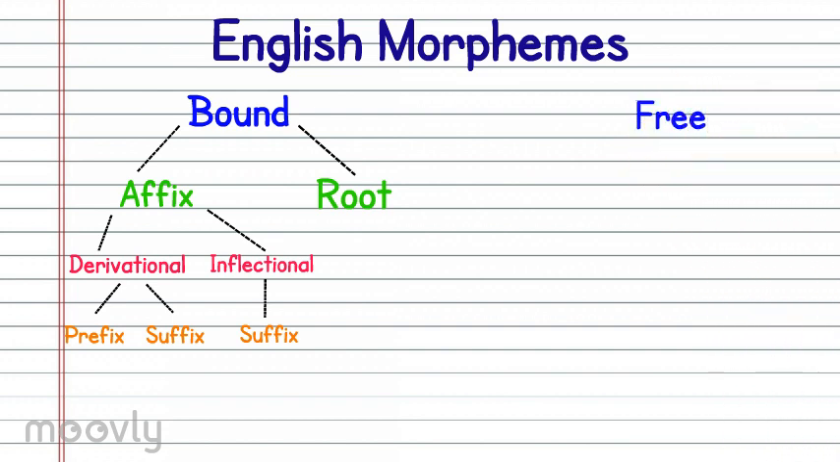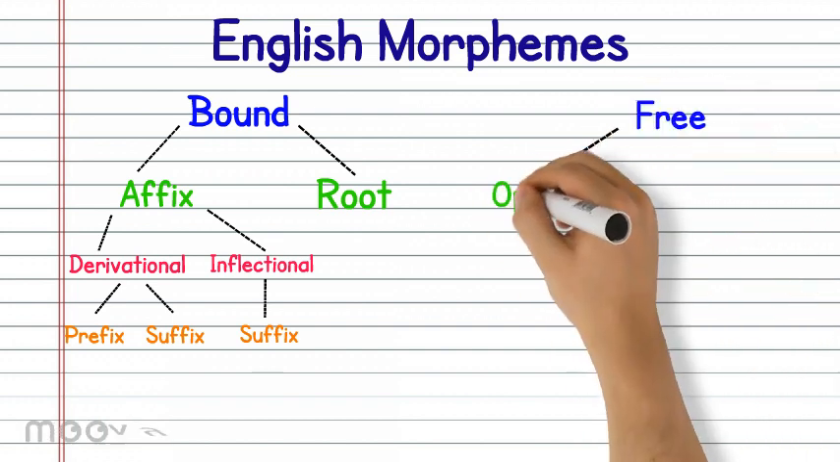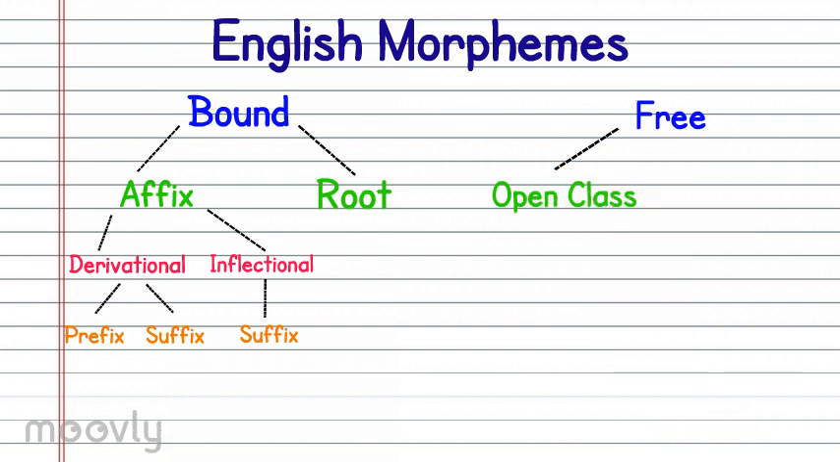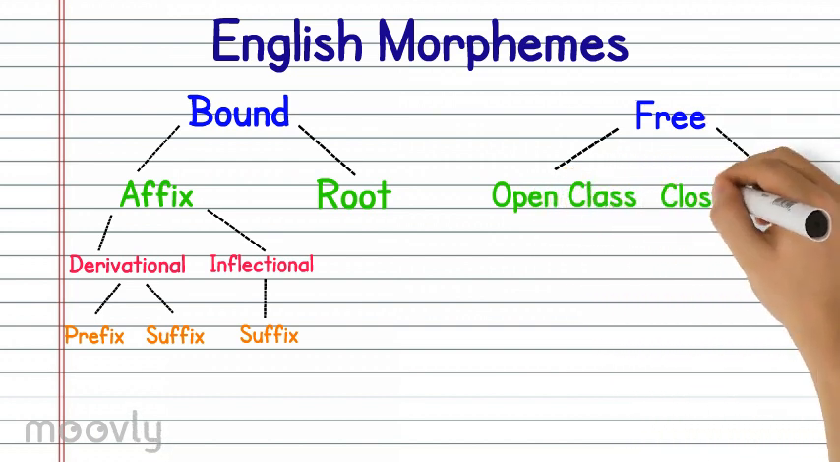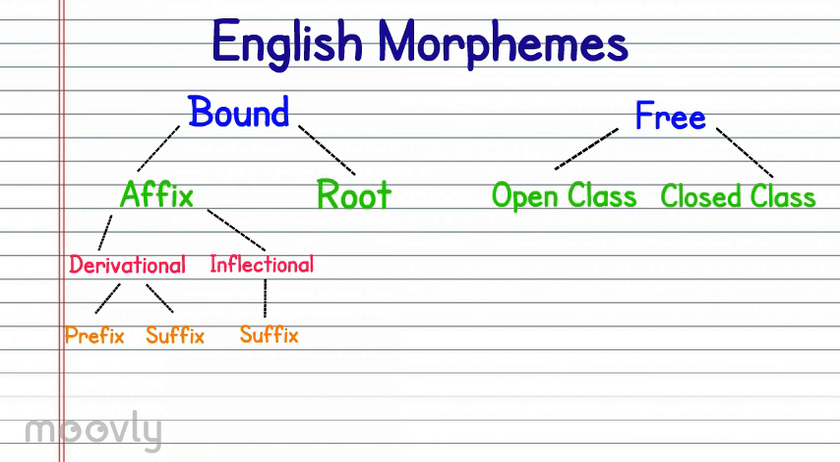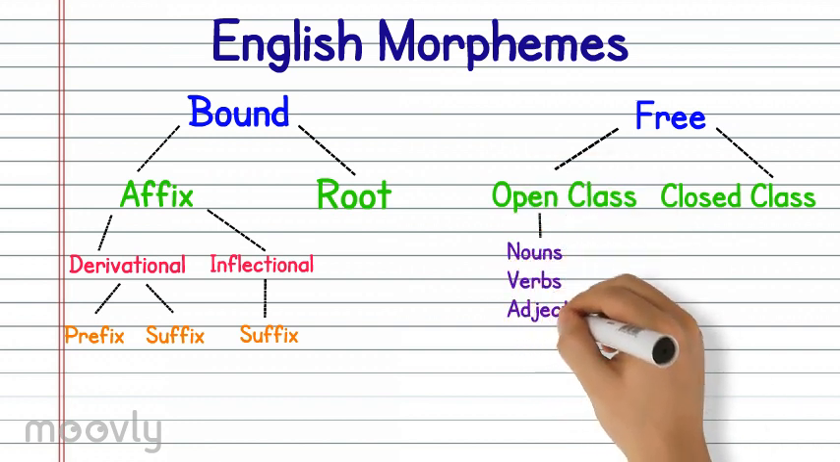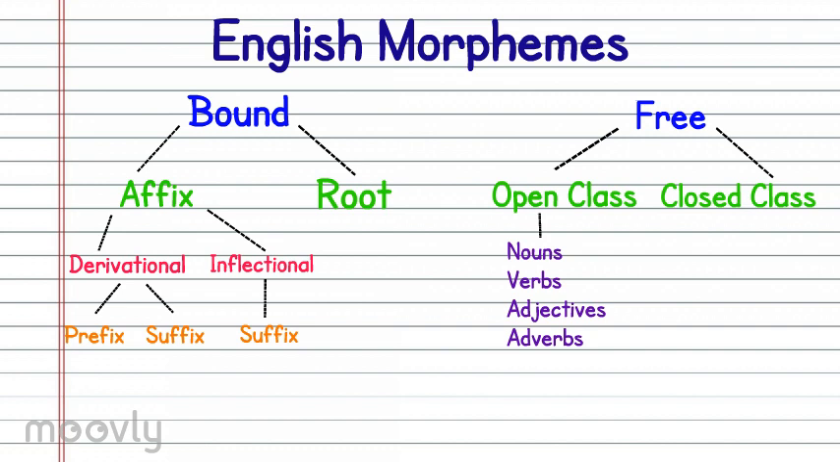Next, we have free morphemes. These can stand alone and have meaning. They can be further divided into open class and closed class morphemes. Open class morphemes are words like nouns, verbs, adjectives, and adverbs. Closed class morphemes are words like conjunctions, prepositions, pronouns, and auxiliary verbs.